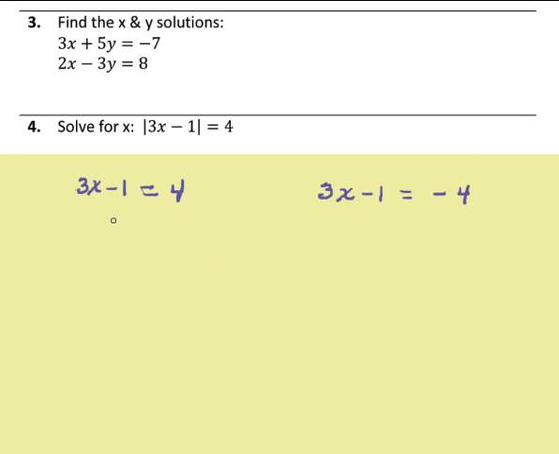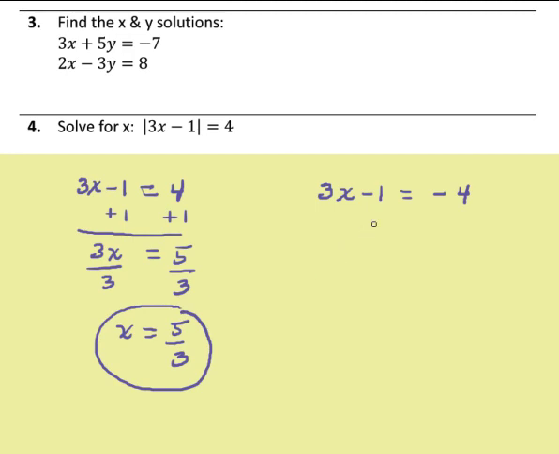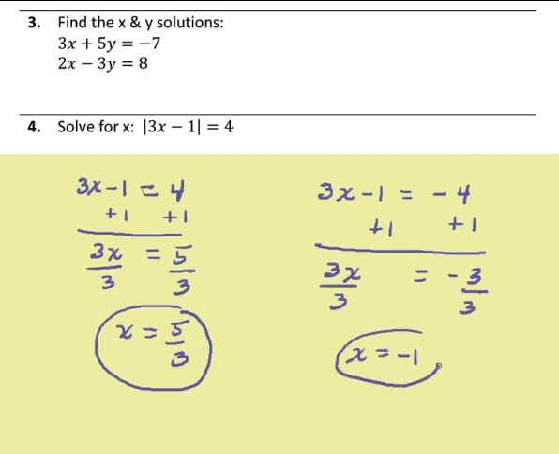Okay, and then solve each equation. In both cases, the absolute value would be equal to positive 4. So solve these, add 1 to both sides, and we have 3x is equal to 5, divide by 3, and x is 5/3, that's one solution. Add 1 to both sides, to solve the other equation, and we have x is equal to -1. So we have two solutions.